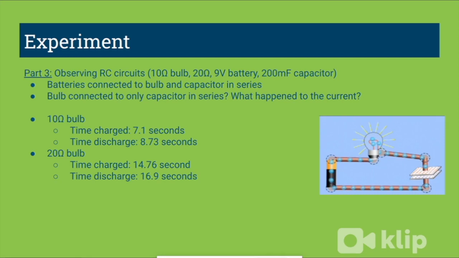Here in part 3, we have an RC circuit connected to two different bulbs, a 10 ohm bulb and a 20 ohm bulb, in series with a capacitor. The bulb lights up and then slowly starts going out, and the current decreases from maximum to 0. Then we disconnected the battery and the bulb lights up again and then goes out. In this experiment, we recorded it with a 10 ohm bulb and a 20 ohm bulb. At the bottom of the screen, you can see the times it took to charge and discharge for each of the 10 ohm and 20 ohm bulbs.